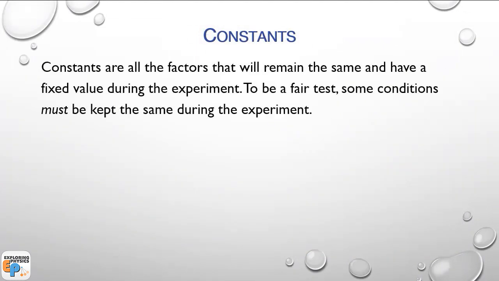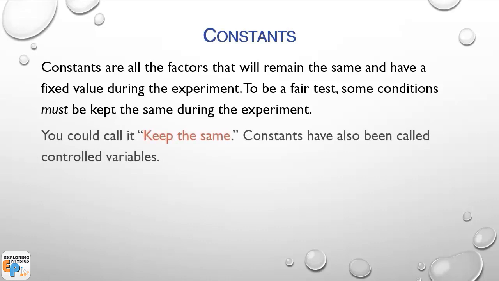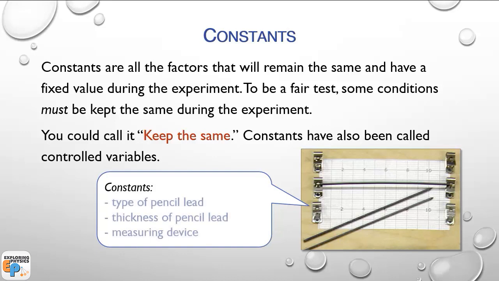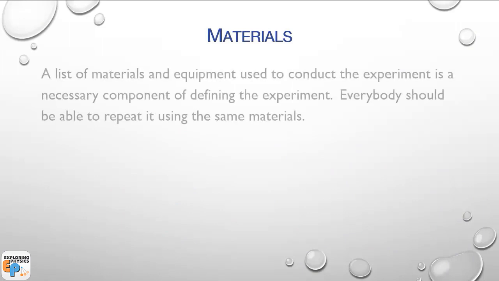Constants are all the factors that will remain the same and have a fixed value during the experiment. To be a fair test, some conditions must be kept the same during the experiment. You could call this "keep the same." Constants have also been called controlled variables, but note that controlled variables are not the same as a control group. Here, our constants include the type and thickness of the pencil lead and the measuring device that we use.